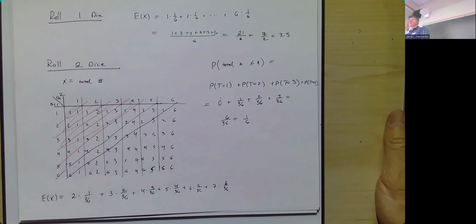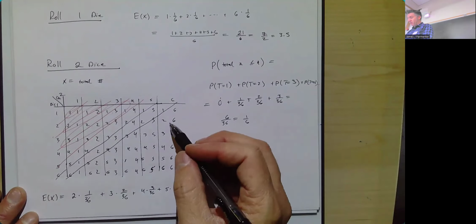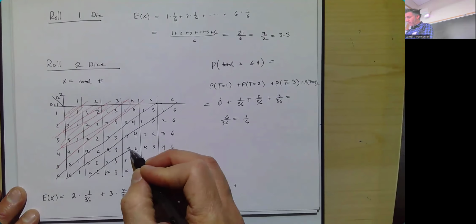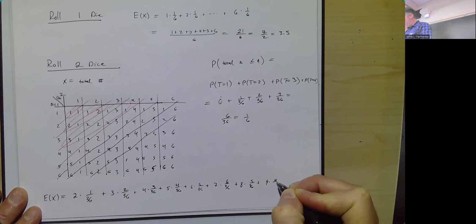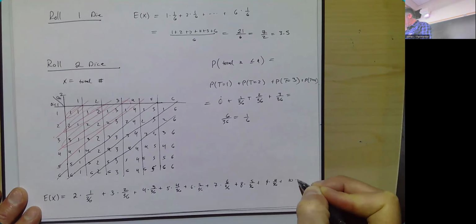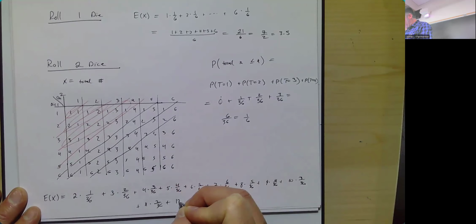7 is the most frequent number you can roll on a die. It's got the highest probability of being rolled of any one number. And then the probabilities start decreasing. Number of ways of getting an 8, there's only 5: 6 and 2, 5 and 3, 4 and 4, 3 and 5, 2 and 6. You get 8 times 5 out of 36, 9 times 4 out of 36, 10 times 3 out of 36, 11 times 2 out of 36. And there's only one way of rolling a 12.